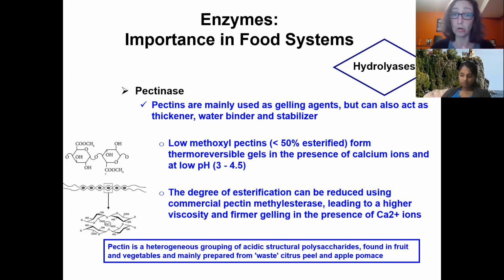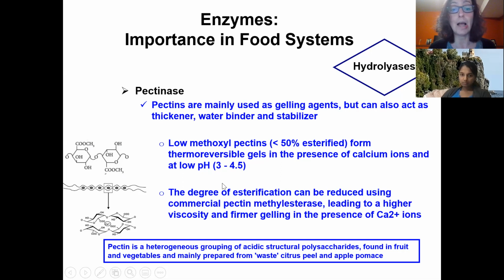And we have commercial low methoxy pectins. These are galacturonic acids. So you have a methyl group sometimes on some units, and other units don't have that methyl group. In this case, you have a methyl group here and here, but there are units that don't have the methyl group. It's just the acid, COO minus or COOH, depending on the ionization state. So you have low methoxy pectin, less than 50% esterified. That means less than 50% of the units have methyl groups. They form thermoreversible gels when you add calcium ions.